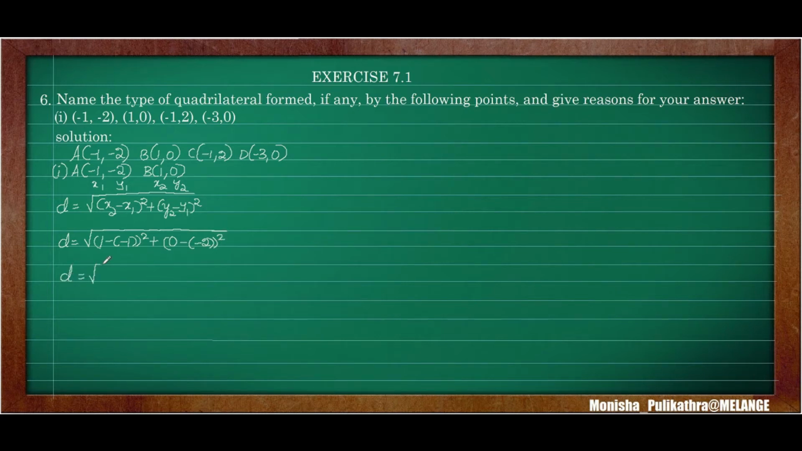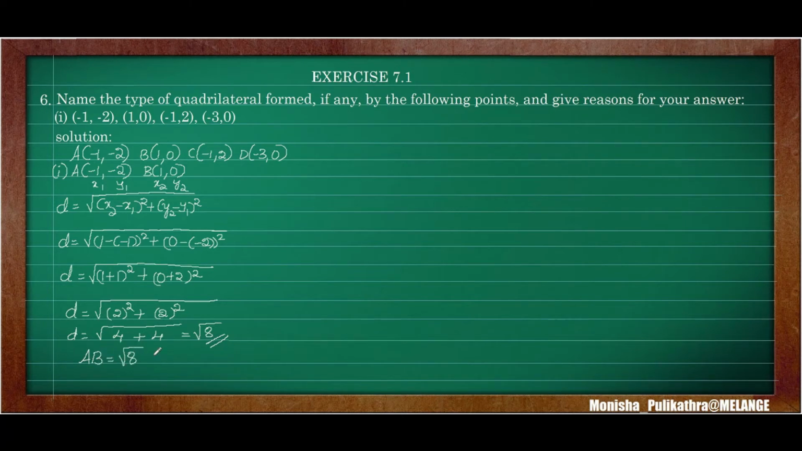So D is equal to square root of, here 1 minus into minus plus 1 whole square plus 0 minus into minus plus 2 whole square. So D is equal to square root of 1 plus 1 is 2 whole square plus 0 plus 2 is 2, again 2 whole square. So it will become 2 square is 4 and 2 square is 4. So that will be root 8. Okay, so root 8. So let AB is equal to root 8.